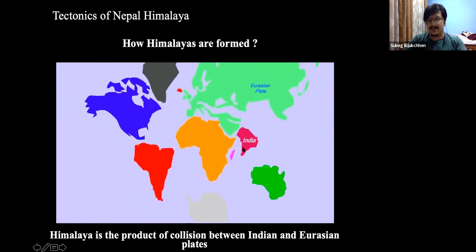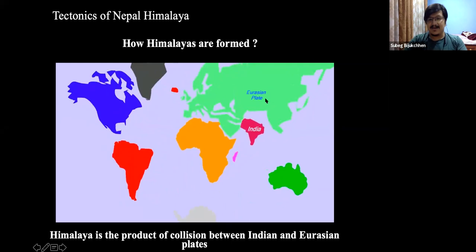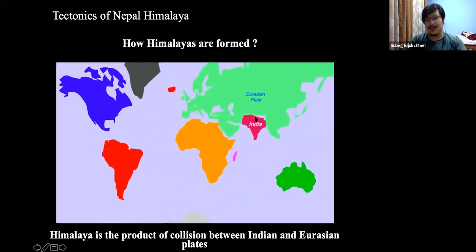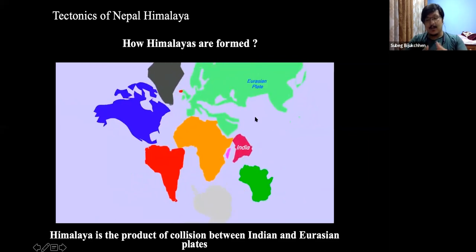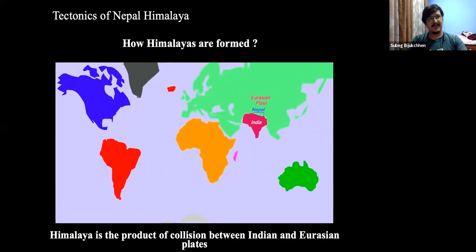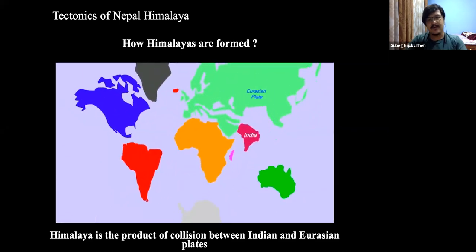And India was somewhere below the equator at some time in the past. And then it slowly, gradually moved to the north, and then it collided with the Eurasian plate. The Eurasian plate, this green one, is a huge one, and India is a small one, and it collided. But the collision is not sudden. It took more than 20 million years, that means 2 crore years, to complete.